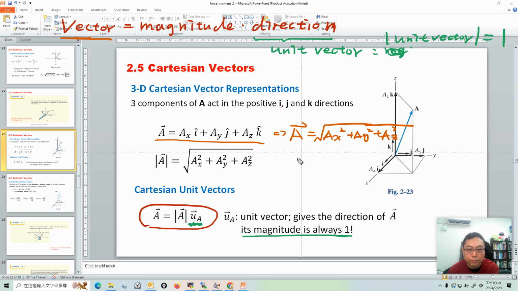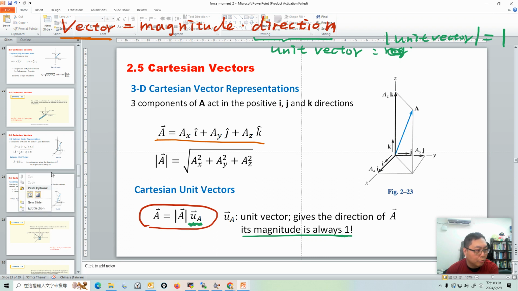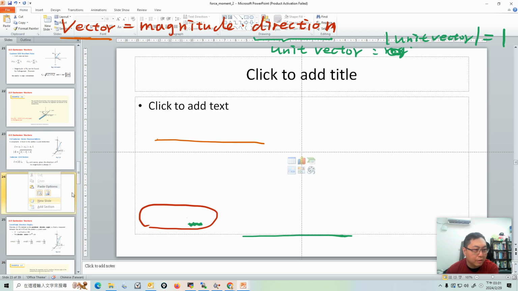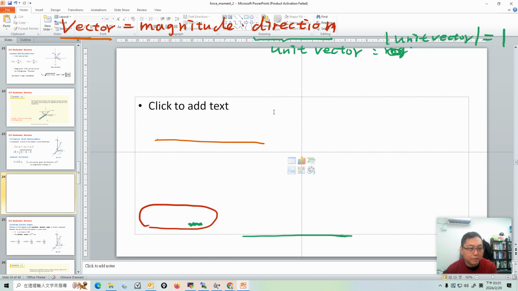Sorry, it looks like there's not much space here. Let me just add some space quickly.